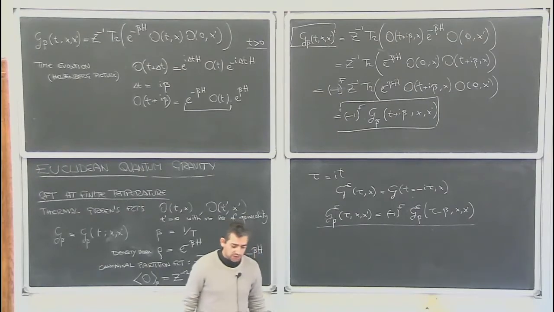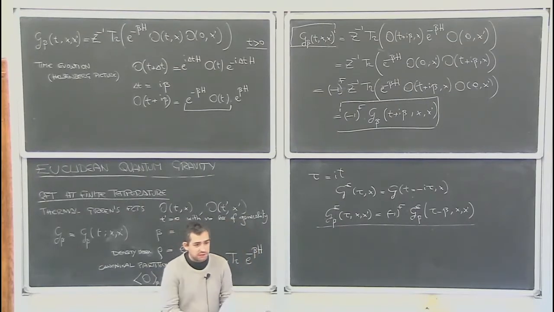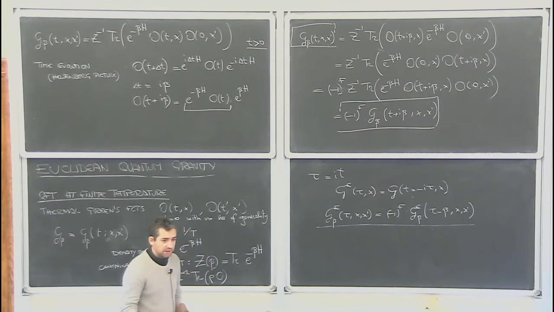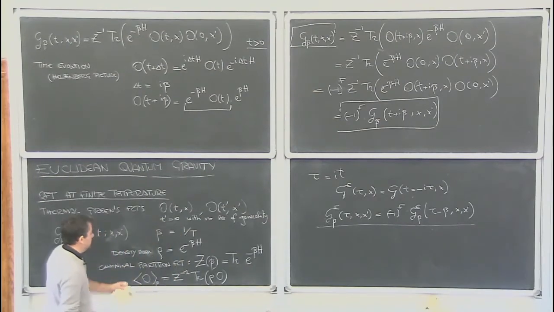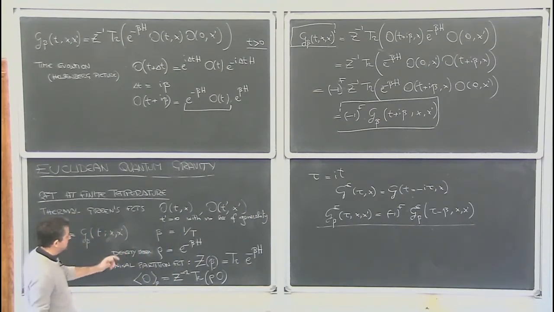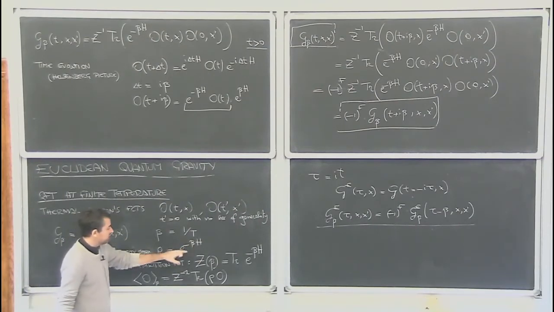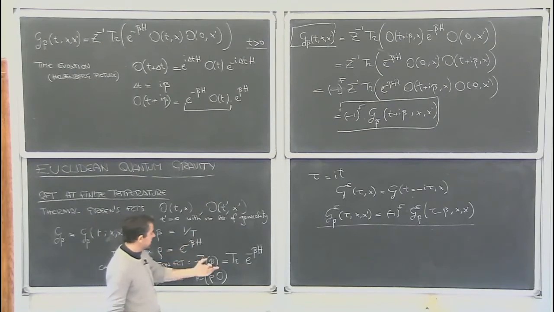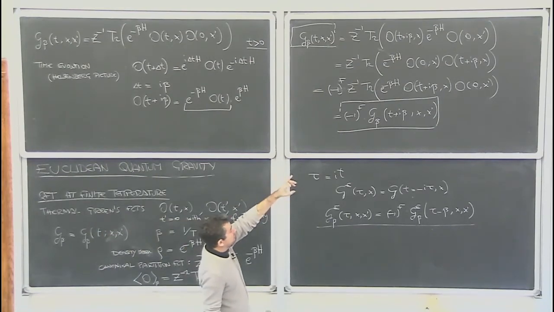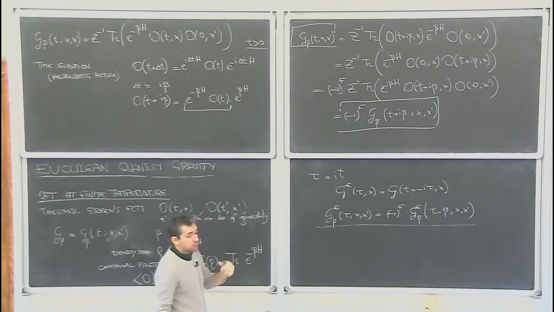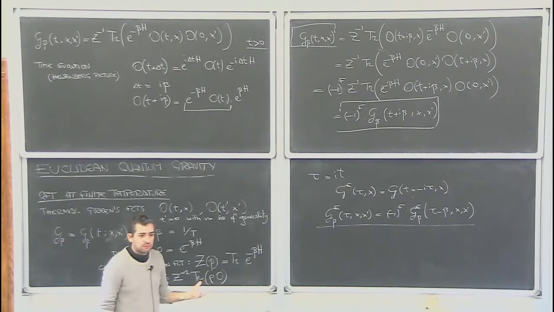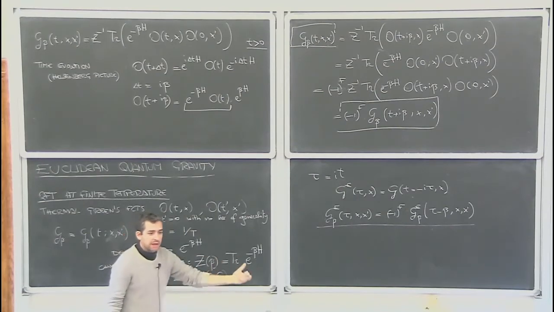This is the starting point. We assume time translation invariance. But the main point is the fact that the density matrix is e to the minus beta H, and what we are evaluating is originally a thermal Green's function that contains this e to the minus beta H, and we use the analogy with time evolution. So this is the main step that we do.